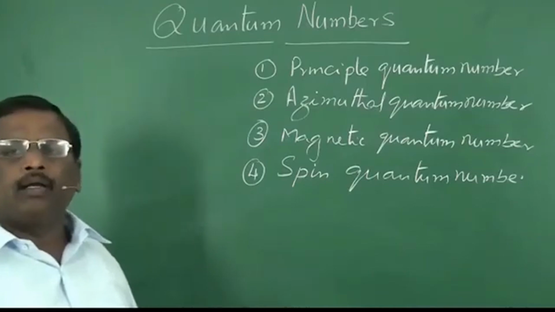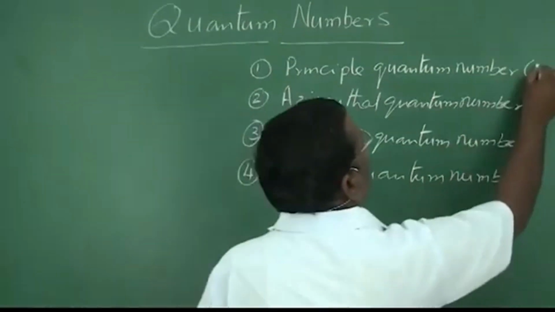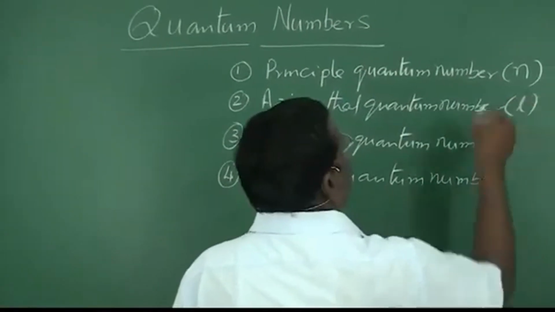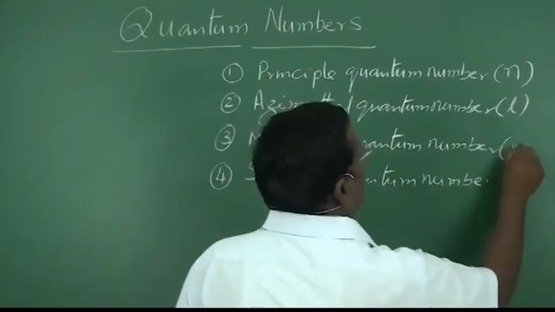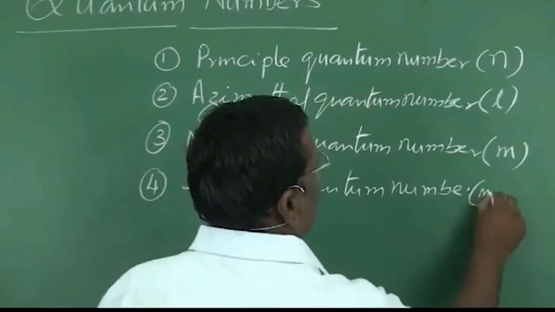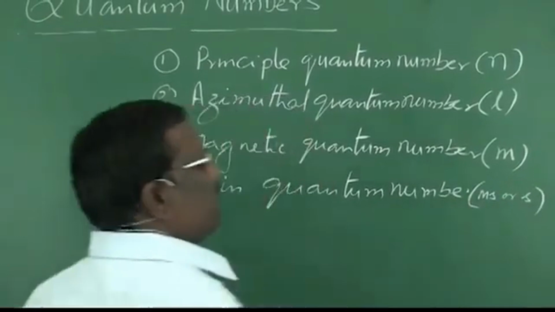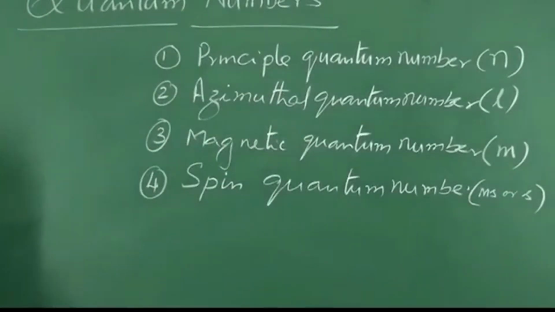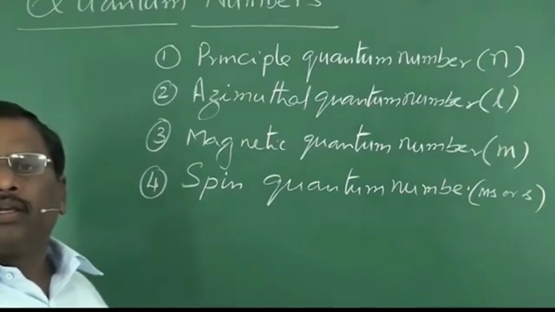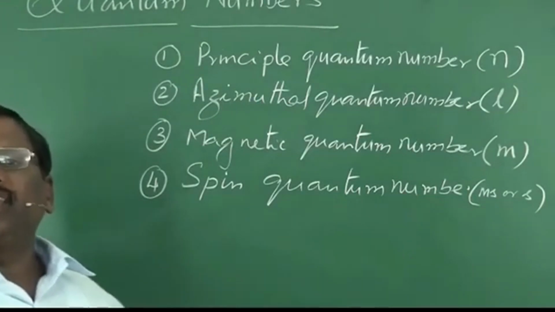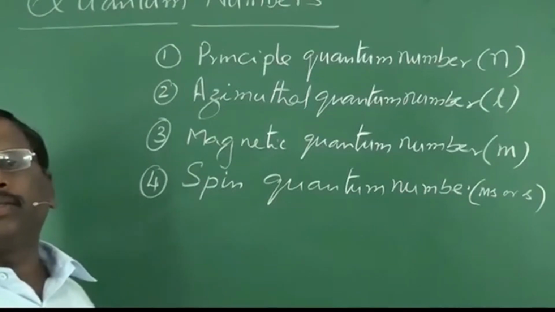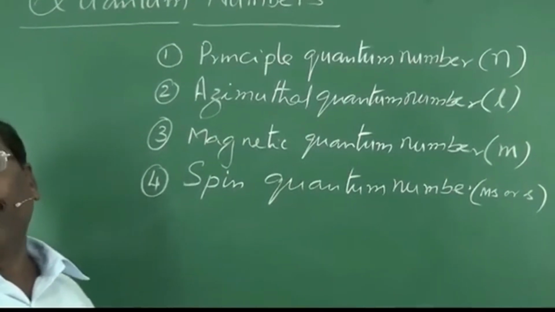Principal quantum number is denoted with small n. Azimuthal quantum number is denoted with small l. Magnetic quantum number is denoted with small m. And spin quantum number is denoted with ms or small s. These are the four quantum numbers that are required to designate an electron in an atom. Let us discuss all these four quantum numbers one by one.